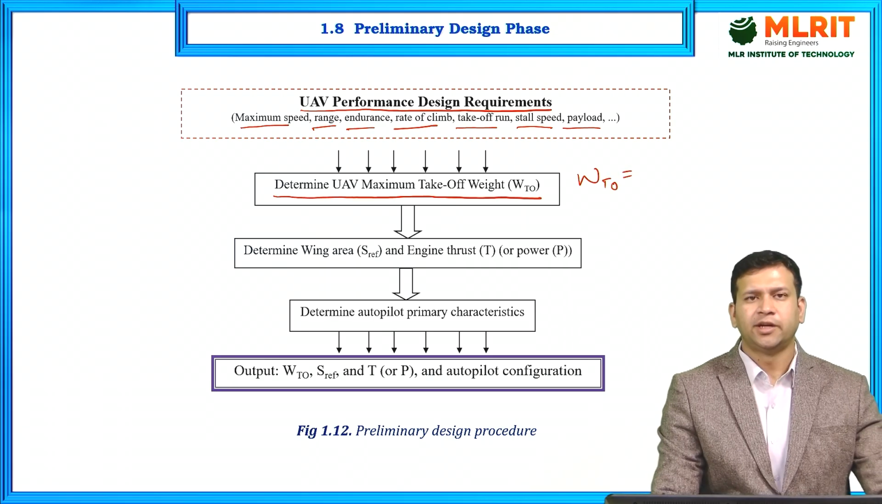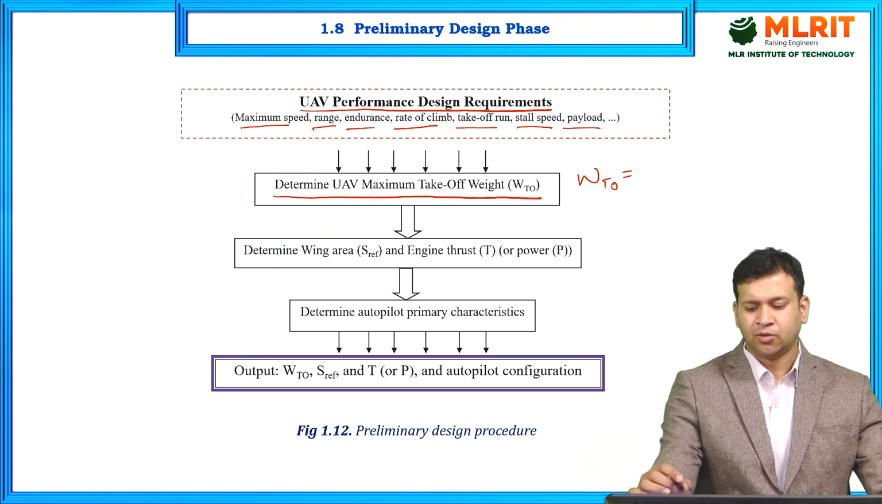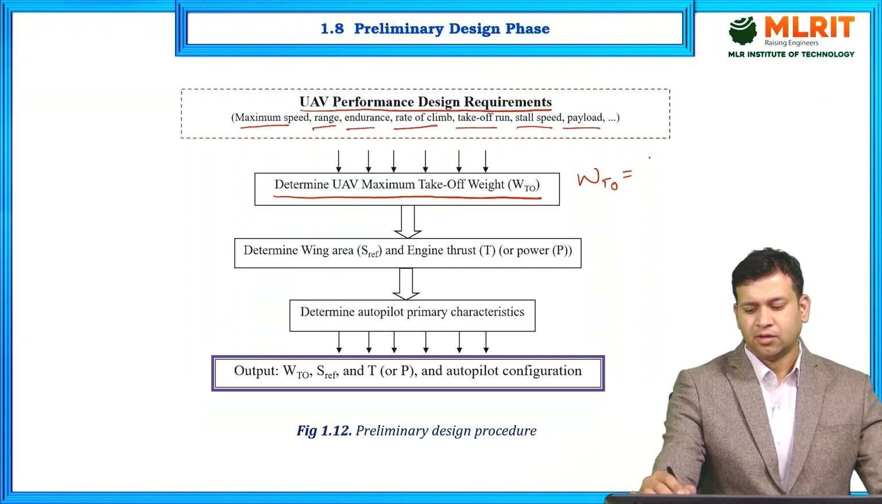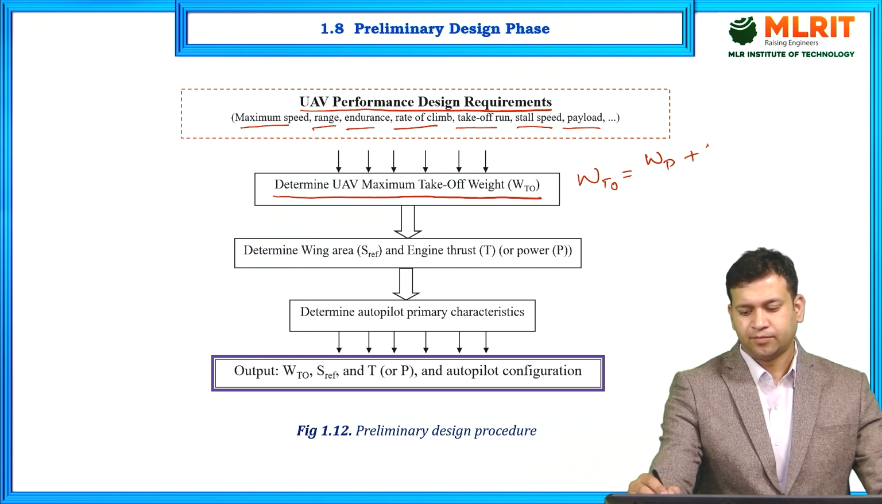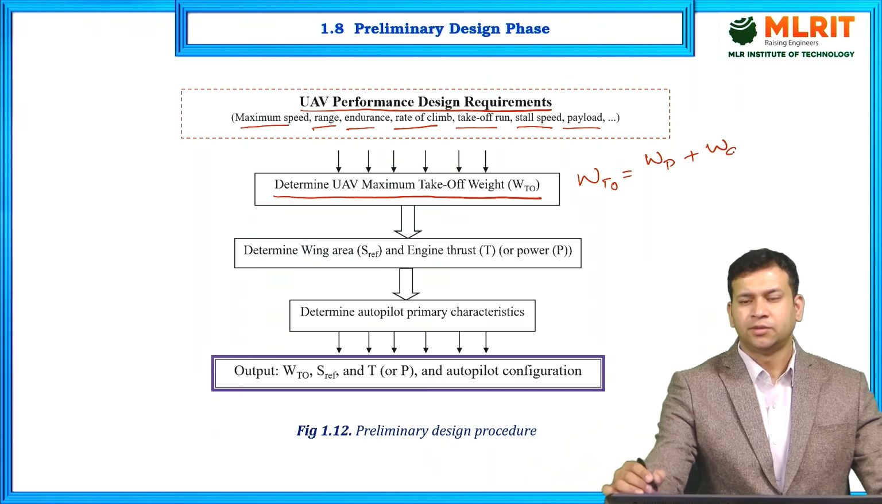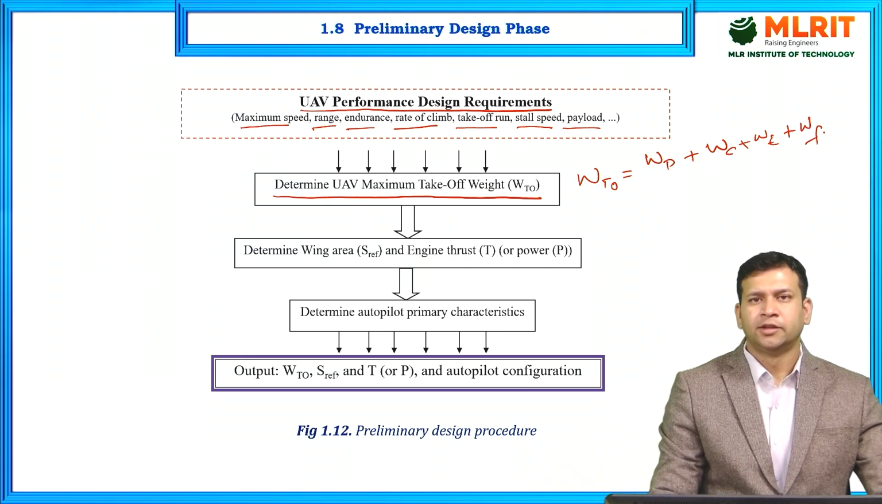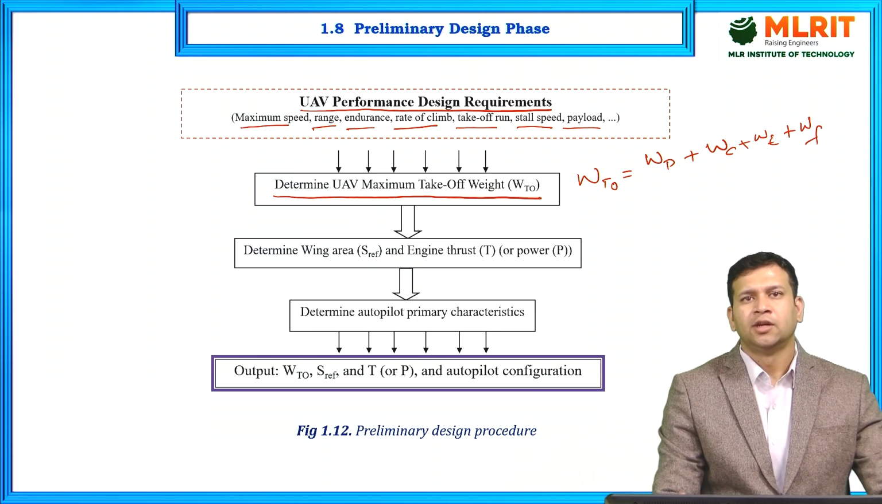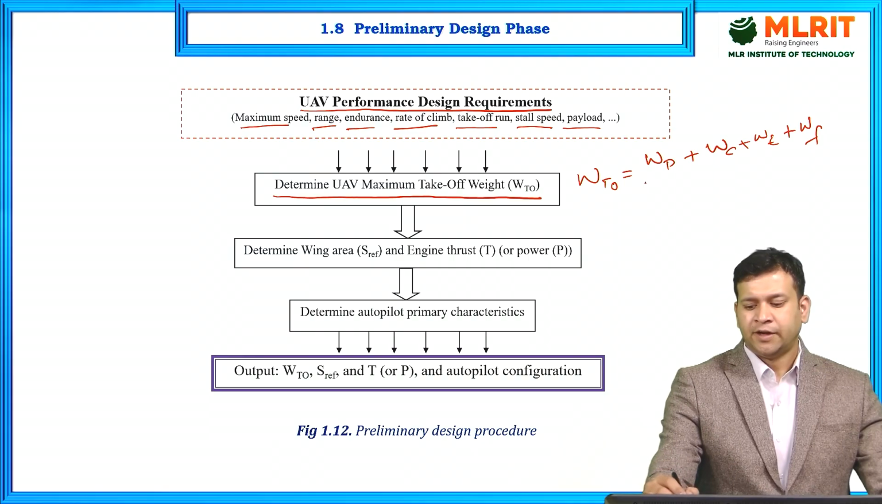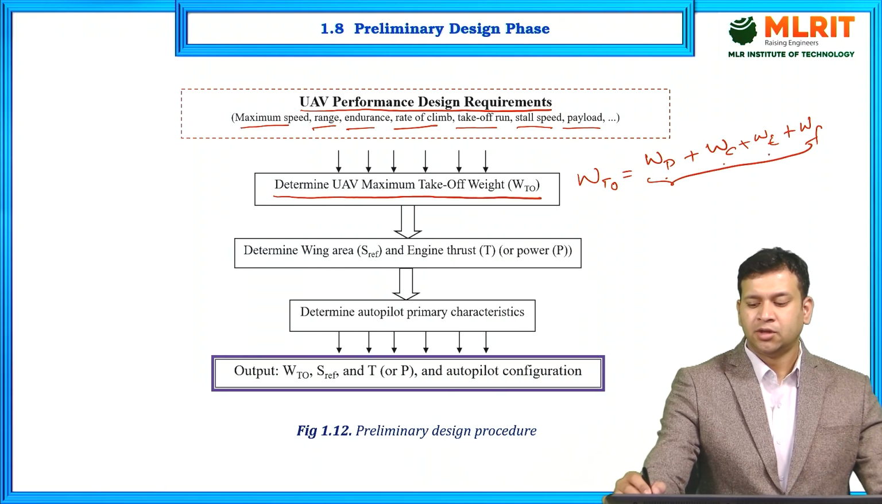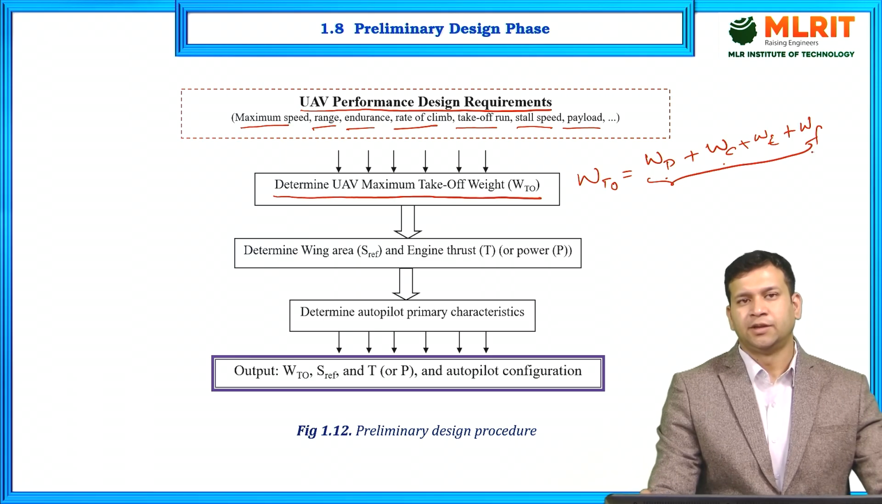So, in general, the maximum takeoff weight will include payload, crew load, that is crew weight, empty weight, and fuel weight. The takeoff weight is divided into these segments: payload, crew load, empty weight, and fuel weight.